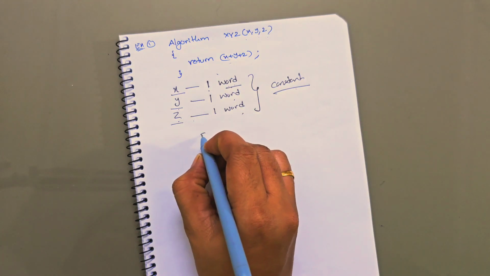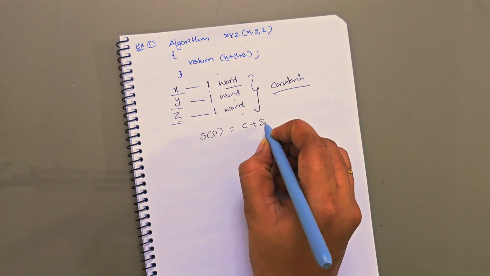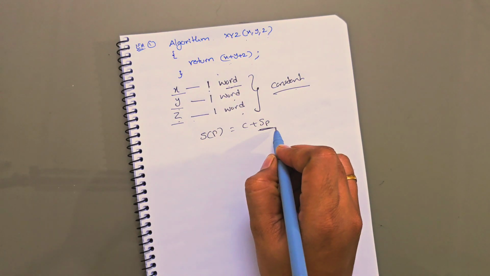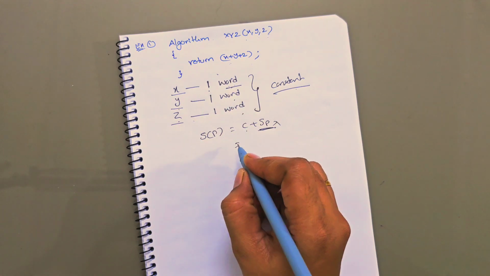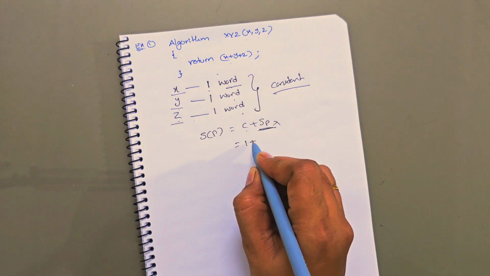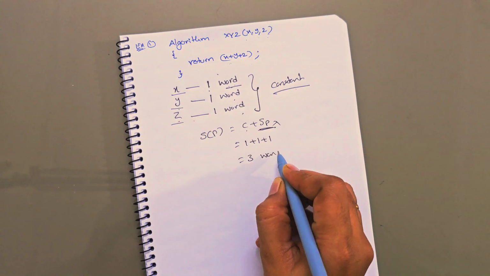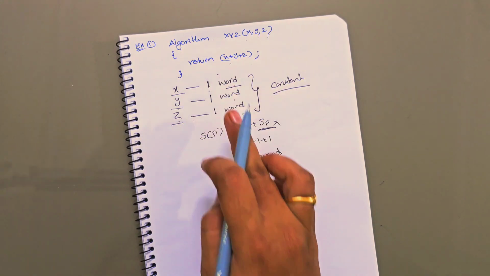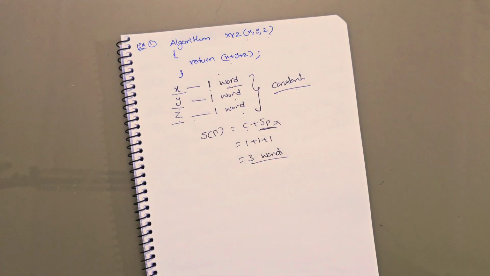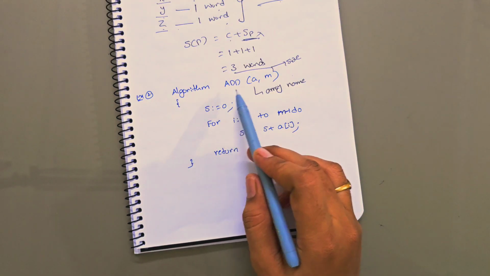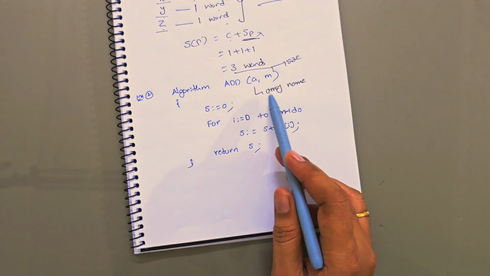Constant means, if the variable is not depending on any other variable, that is a constant. So what is the formula here? S of P is equal to C plus SP. Here we don't have any independent variable, so we only have constants. So you have to add all the constants, that is 1 plus 1 plus 1, that is 3. 3 words. What is the total space required for this algorithm? 3 words. Right?